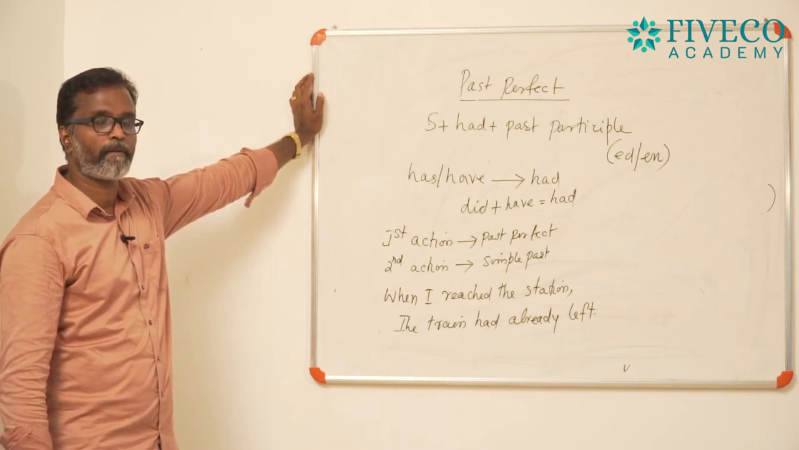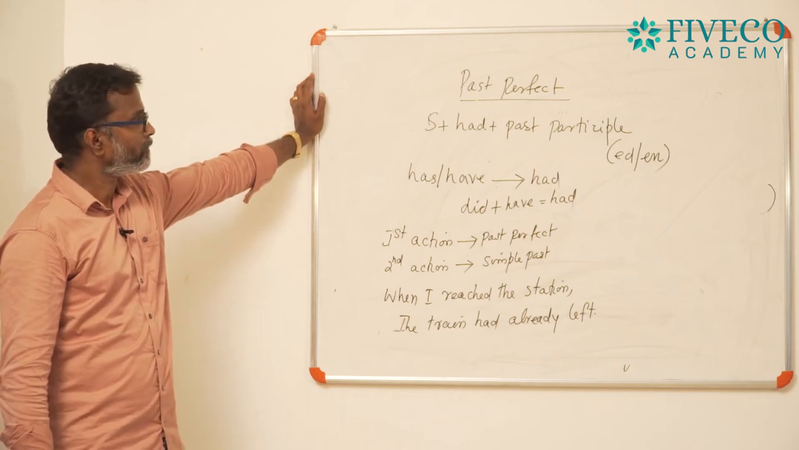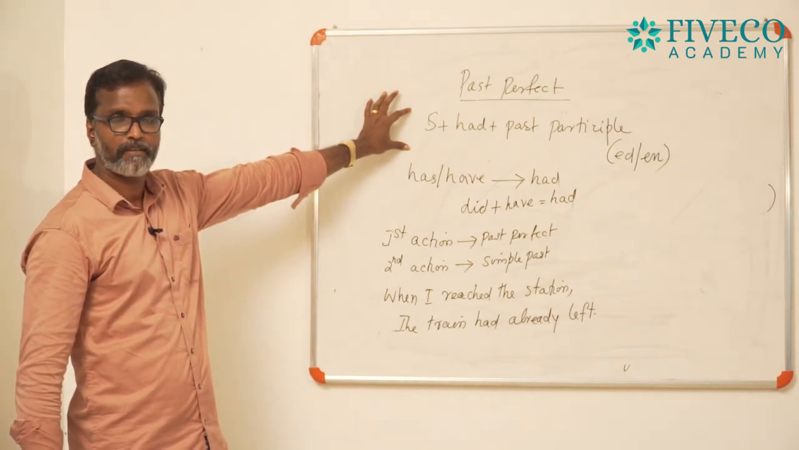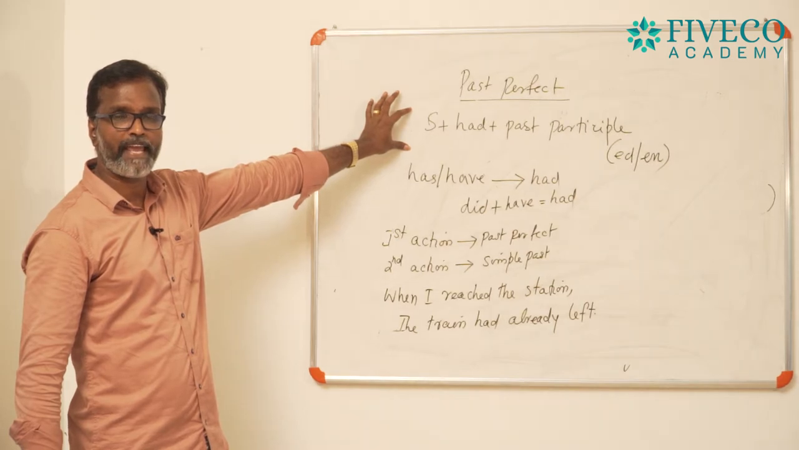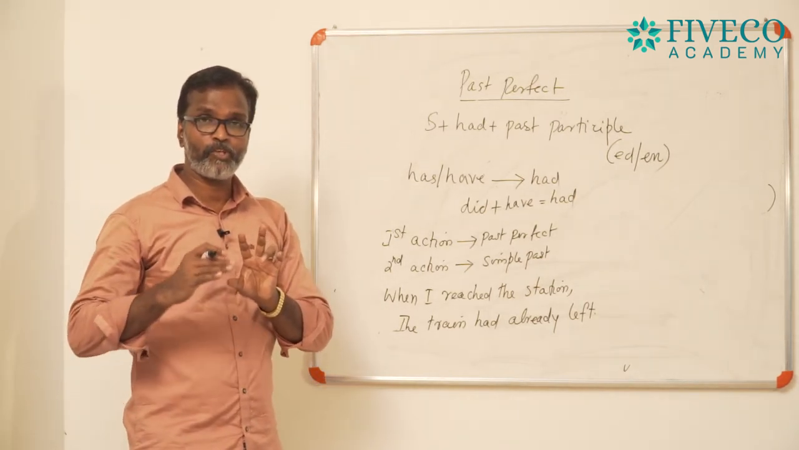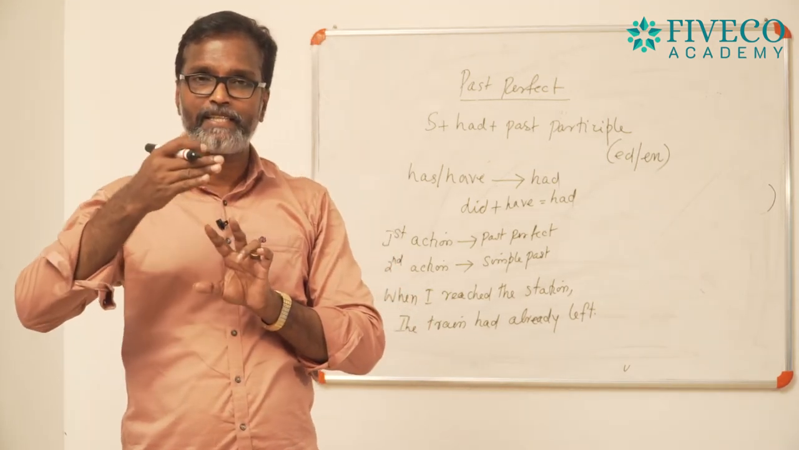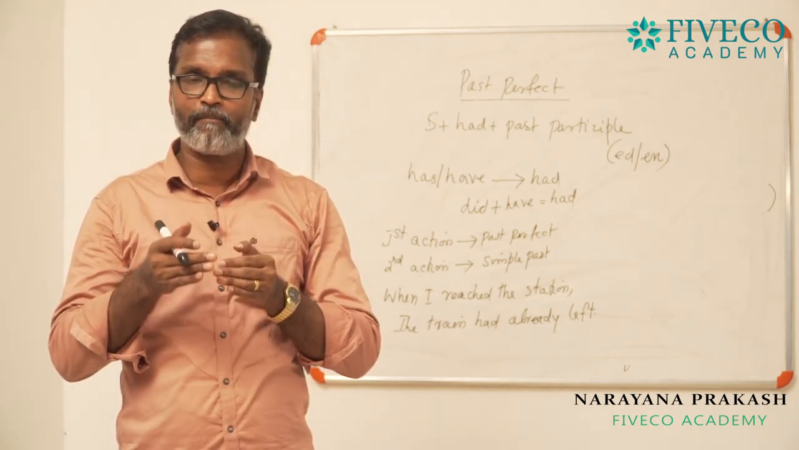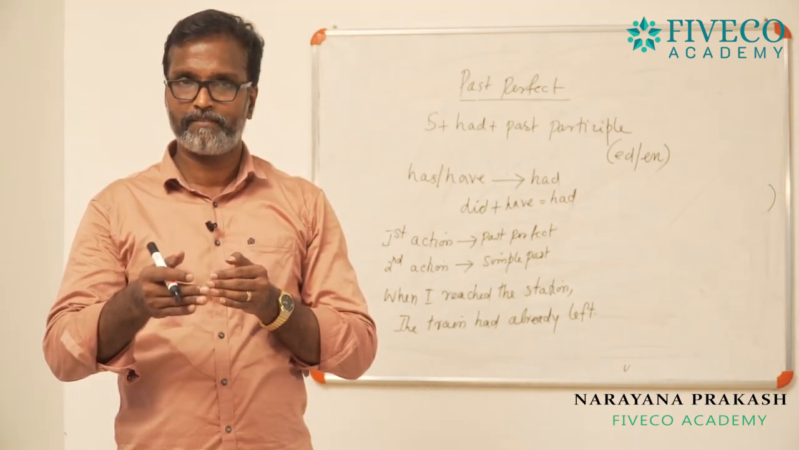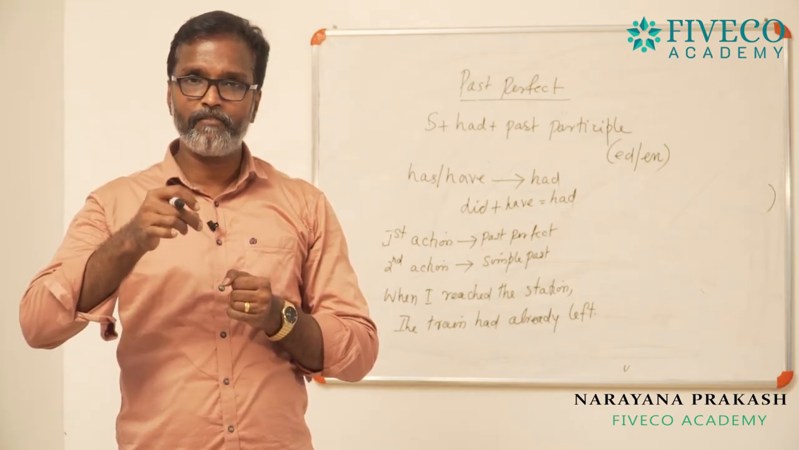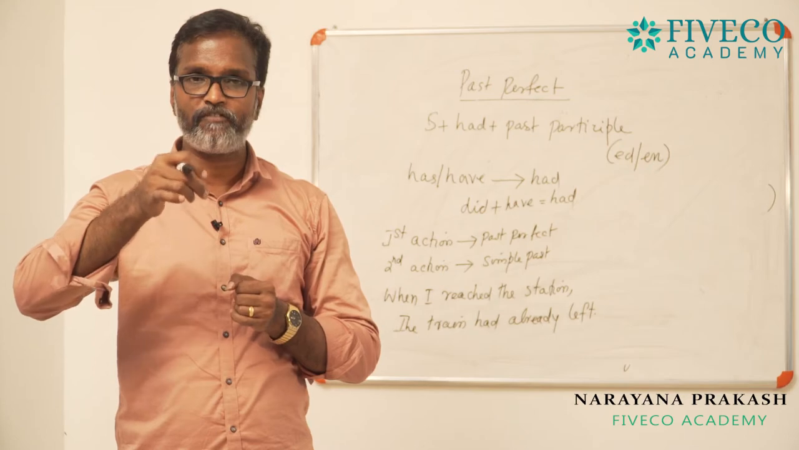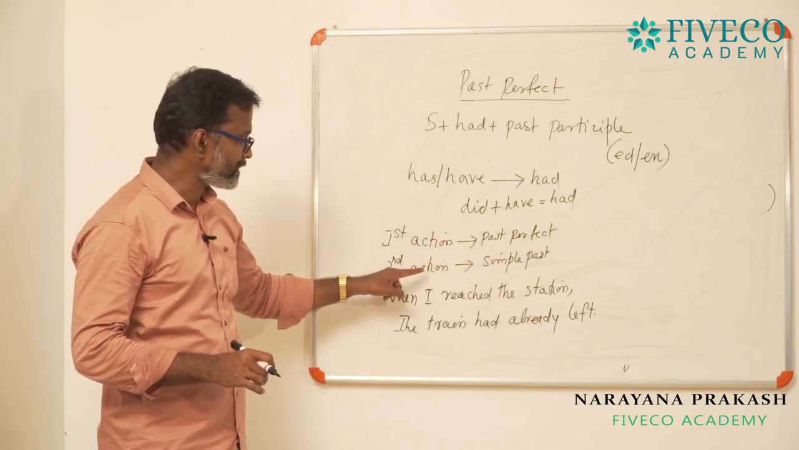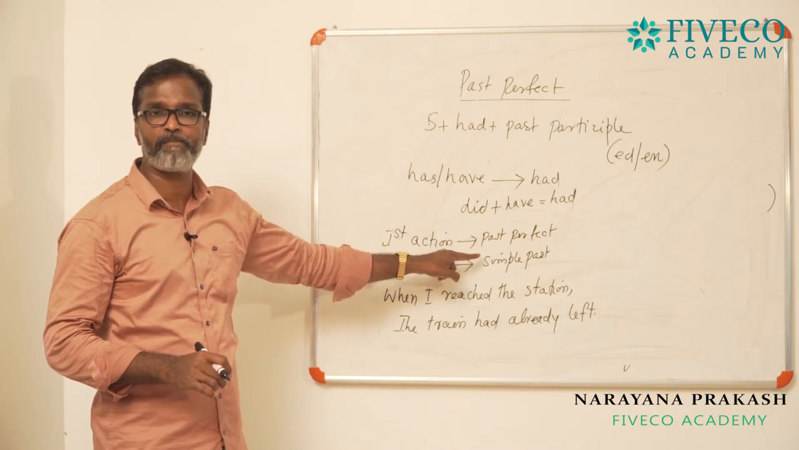So listen please once more. It is very simple to understand. First, think about the structure: subject plus had plus past participle. In past perfect, you can express two actions, both completed in the past, one before the other. But remember, the action which finished first should be expressed in past perfect, and the second action should be expressed in simple past.